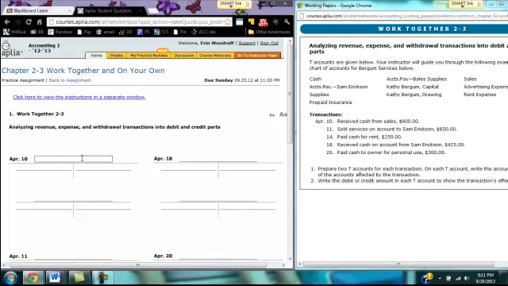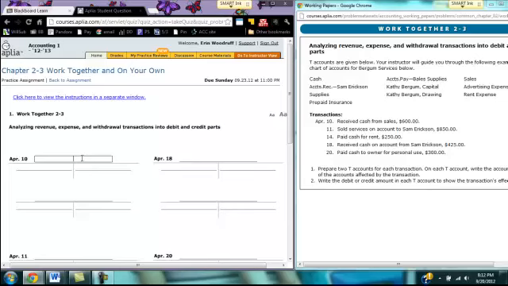Remember, when you're recording in these T accounts, or when you're recording in accounting in general, debits are always recorded first. So we'll go through our steps: determine which two accounts are involved, how those accounts are affected, and then determine which one's debit and credit, and record the debit first.